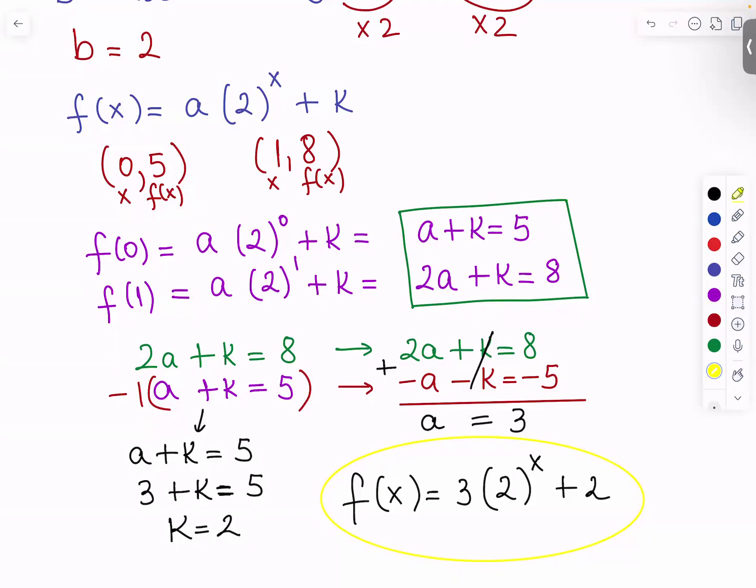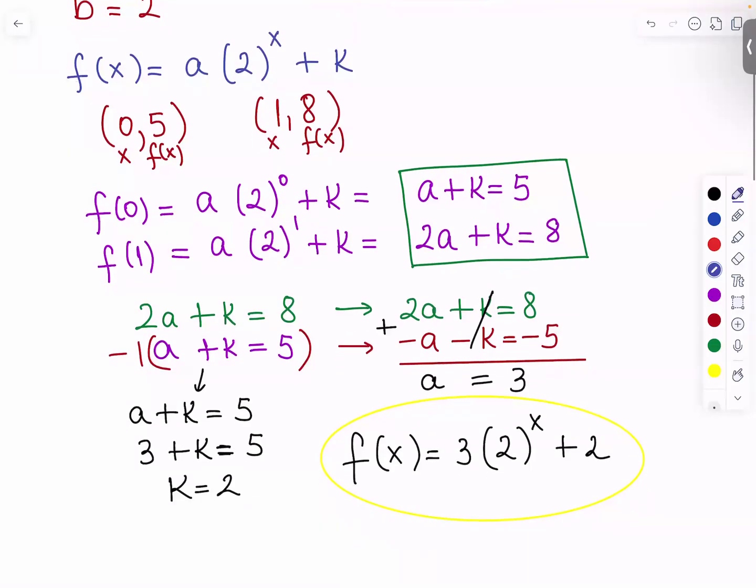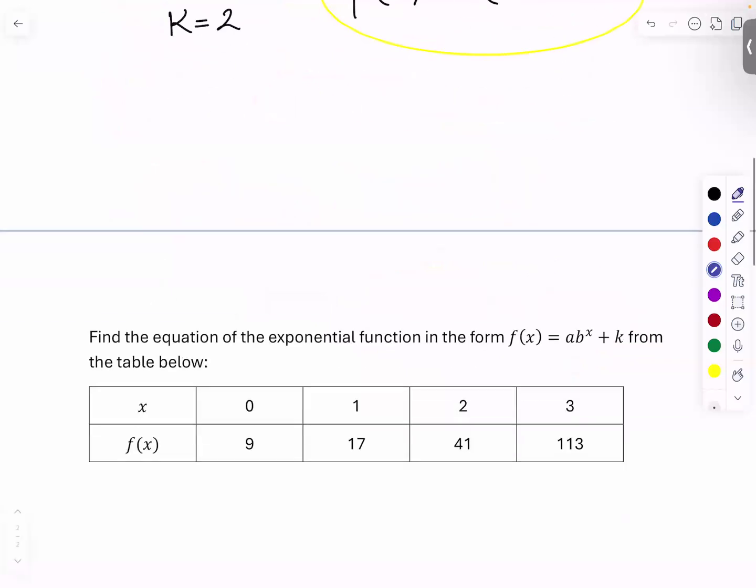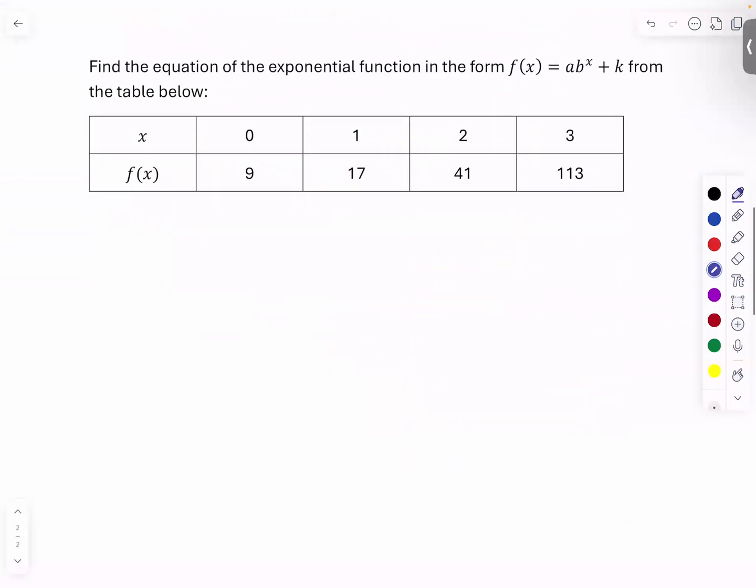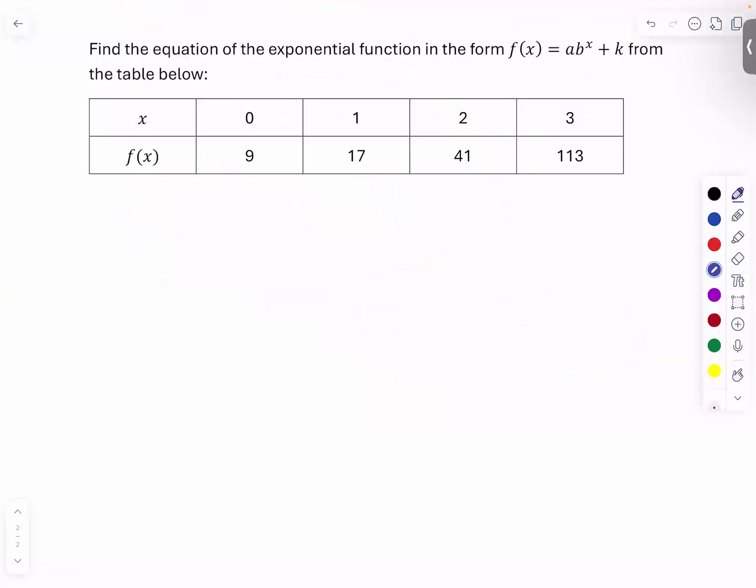I will solve one more example. I have another table. I will repeat absolutely the same steps. So find the equation of the exponential function in the form f of x equals a times b to the power of x plus k from the table below. So this is the expression for f of x. So let's subtract.